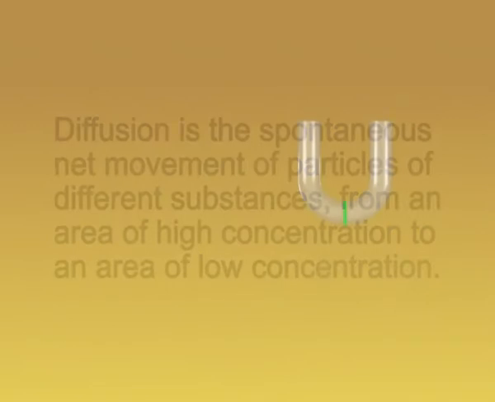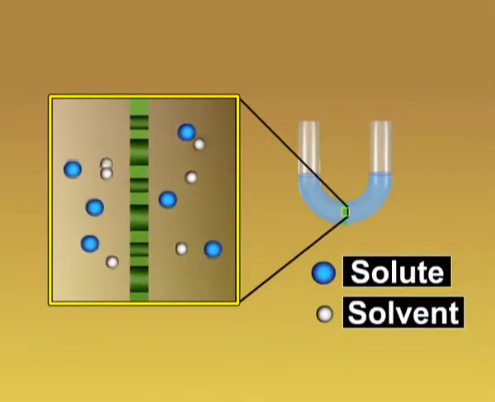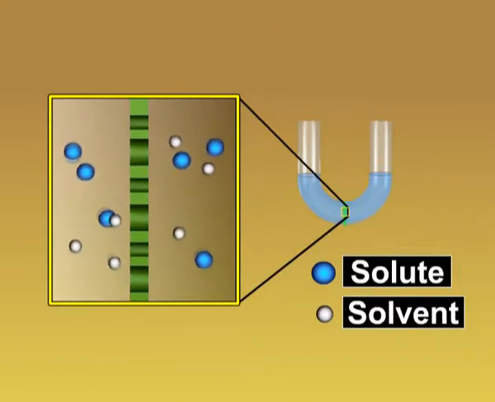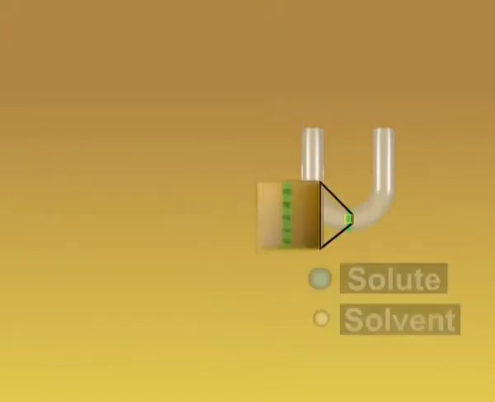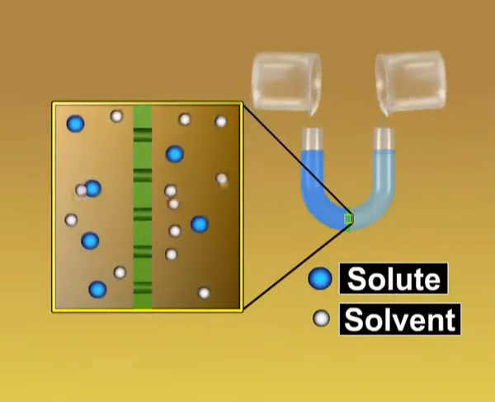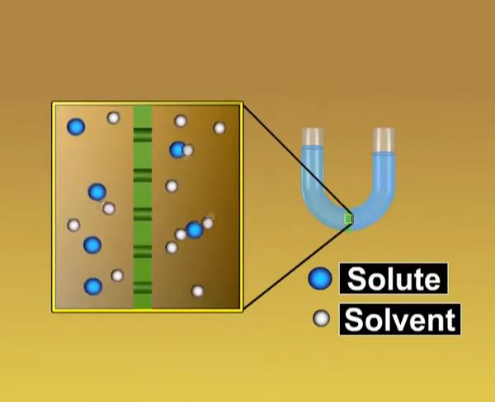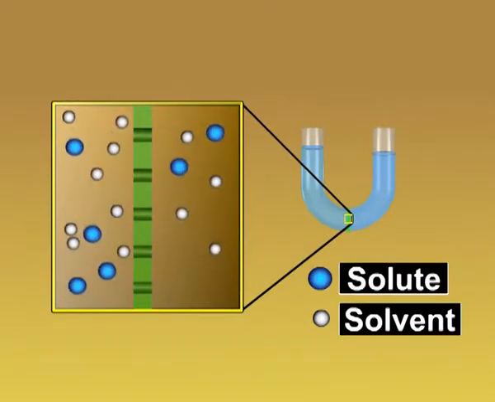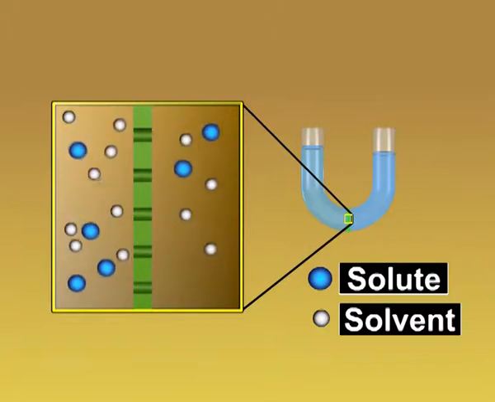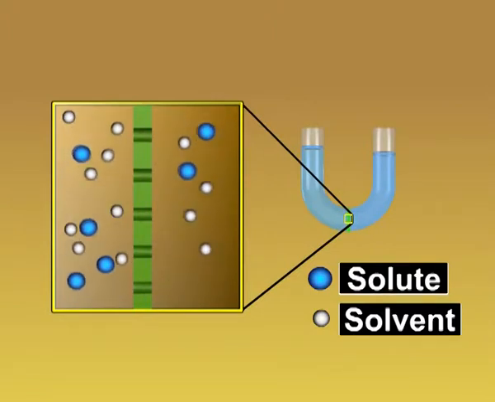For example, diffusing molecules will move randomly between areas of high and low concentration, but because there are more molecules in the high concentration region, molecules will leave the high concentration region and move towards the low concentration region. Therefore, there will be a net movement of molecules from high concentration to low concentration.